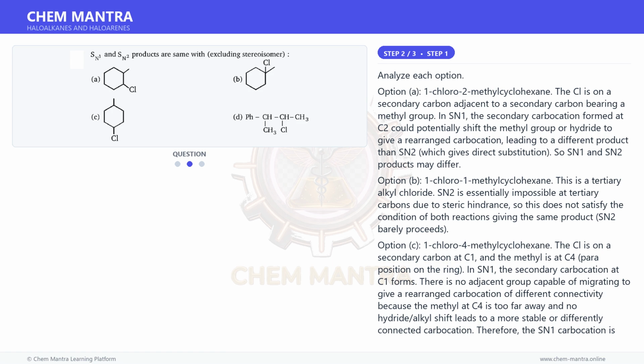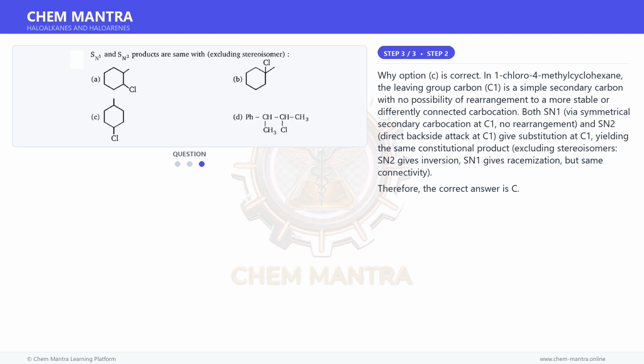Option D, PhCH(CH3)CHClCH3. The Cl is on a secondary carbon adjacent to a benzylic carbon. In SN1, the carbocation could form at the secondary carbon or rearrange, shifting to the benzylic position, which is more stable, giving a different constitutional product than SN2 direct substitution. So the products differ. And for the final step, why is option C correct?